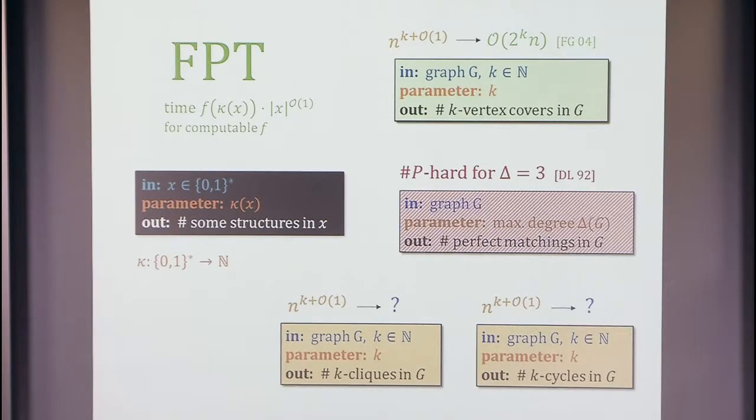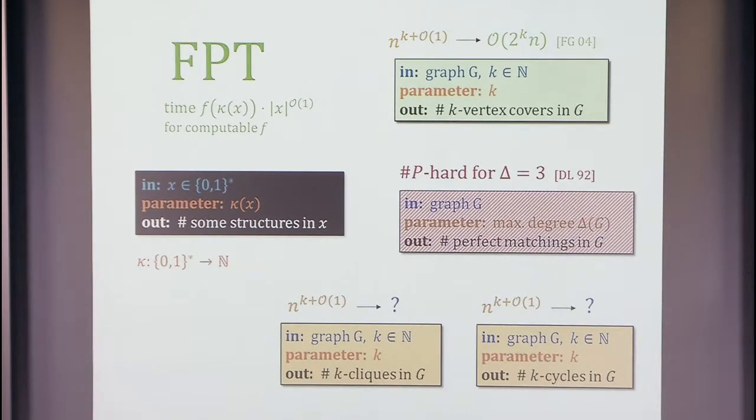But other problems like counting k-cliques in a graph or counting k-cycles in a graph are not FPT, or at least not known to be FPT. And in the case of counting k-cliques, this is probably not too surprising because we already know that deciding whether a graph contains a k-clique is W1-hard, so we don't expect to get an FPT algorithm for the more general problem of counting these cliques.